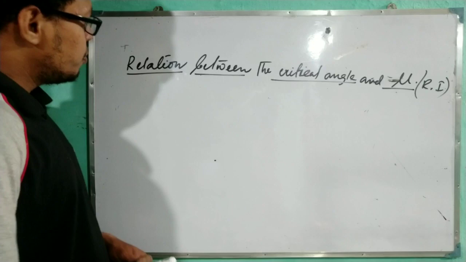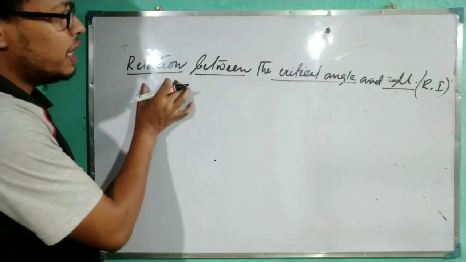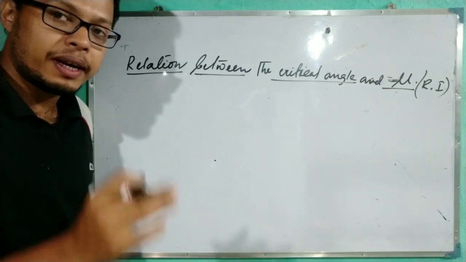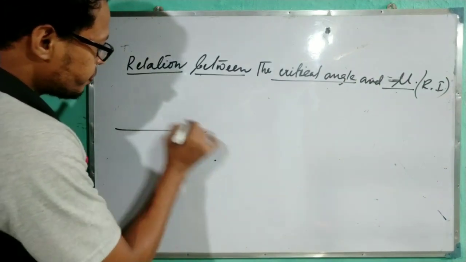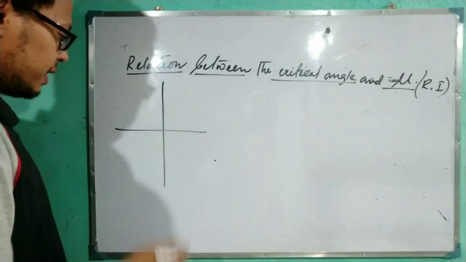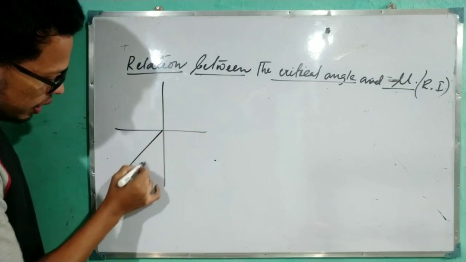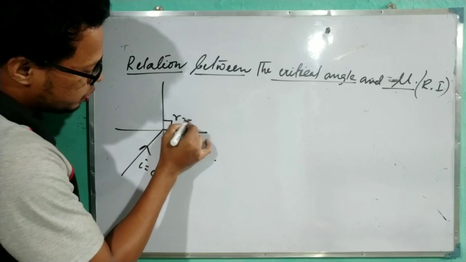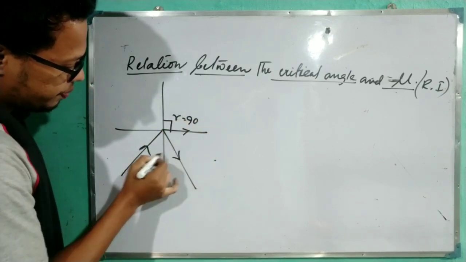Now come to one important topic, which is the relation between the critical angle and mu, means refractive index. See, we will take the third case when I equals C, that is R equals 90 degrees. Okay.